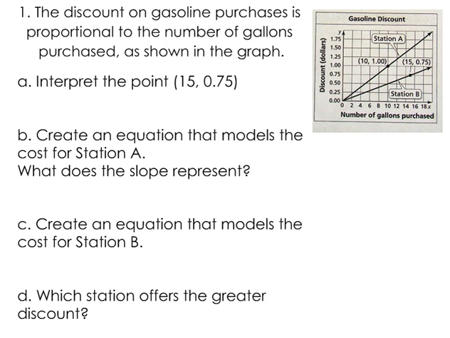So in part A, it says interpret the point 15, 75 hundredths. Interpret means tell me what the point means. So right here we have the point, and that is for station B. And this tells us that 15 gallons of gas will have a discount of 75 cents. So I'm using the labels on the x and y axis to help me figure out what the point means.